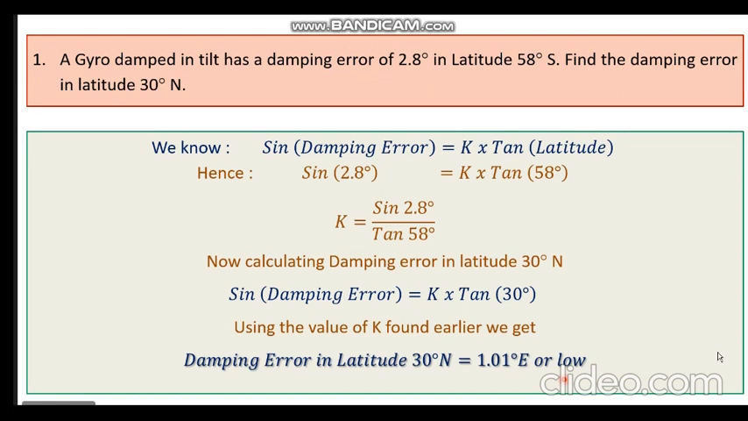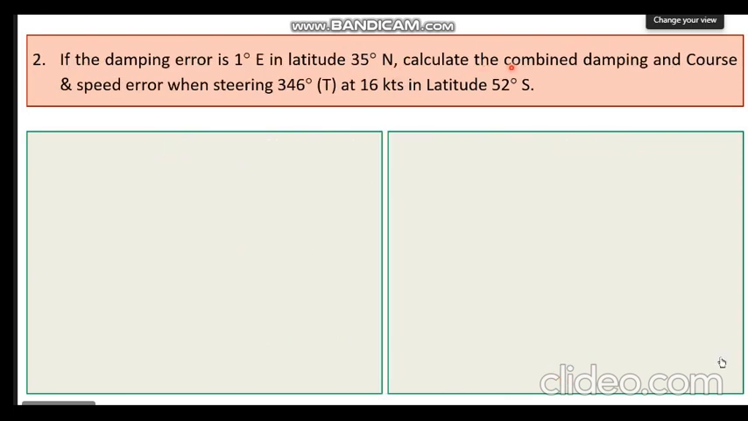Any doubts in this, beta? Very simple question. We are starting with simple and then moving. Calculate the combined damping and course and speed error when steering 346 degrees true at 16 knots in latitude 52 degrees south. So beta, is the question clear? Any doubts in the question? Clear, sir. Very good, beta.